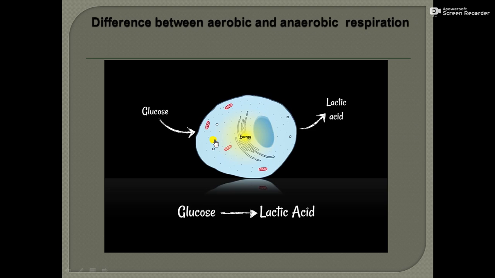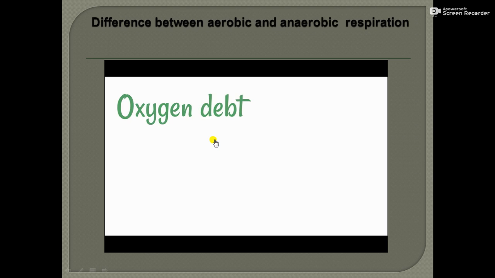One problem associated with anaerobic respiration is something called oxygen debt. The lactic acid that's being produced is toxic and it must be broken down. This breakdown of lactic acid requires oxygen. And so, after you've done some exercise, you're going to have to repay that oxygen by breathing more deeply. So, you'll take deeper breaths even after you've finished this exercise.